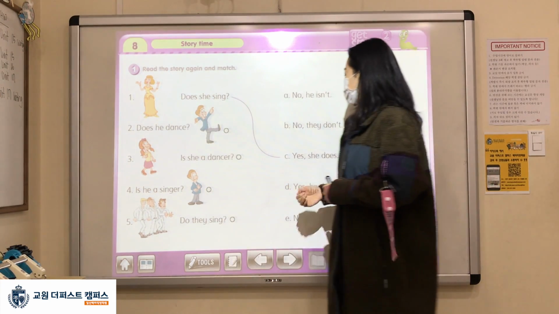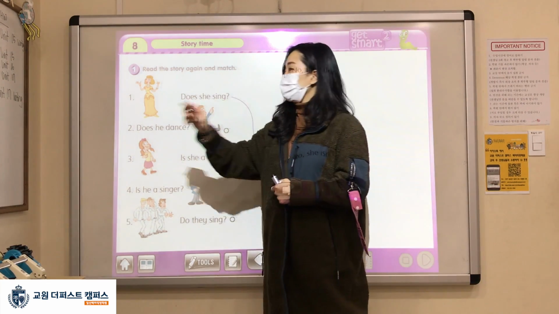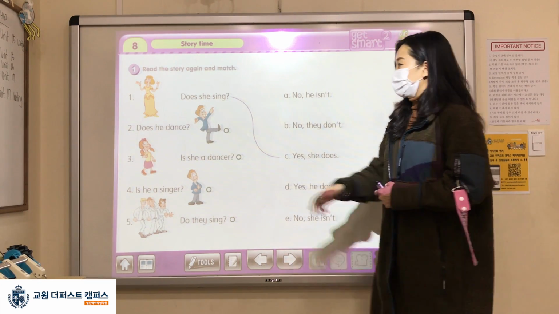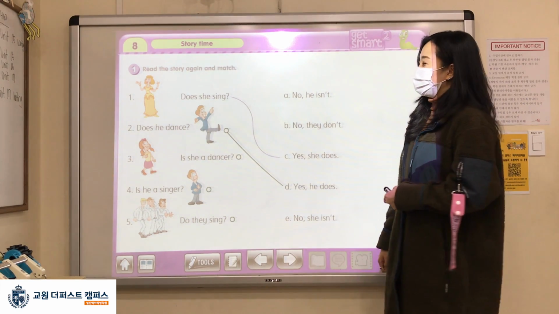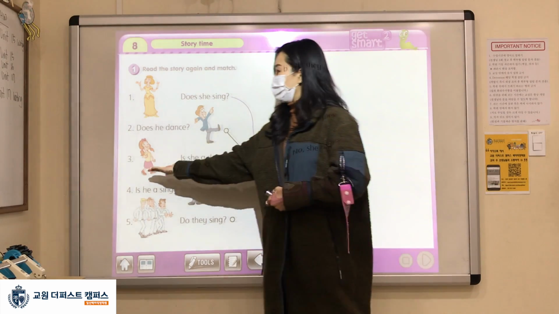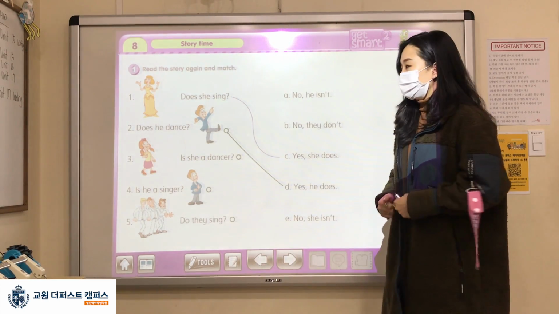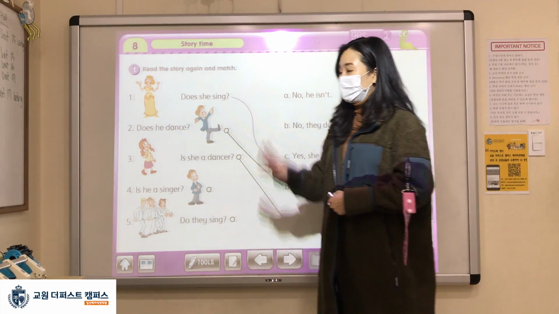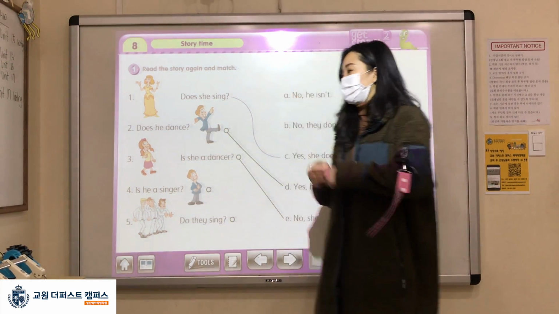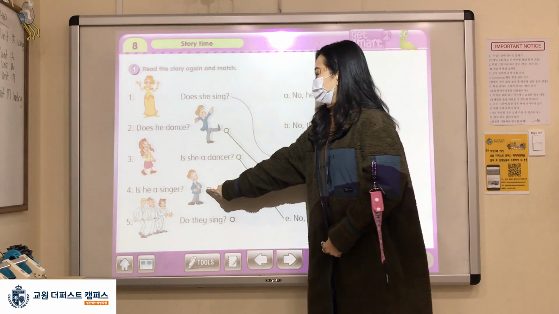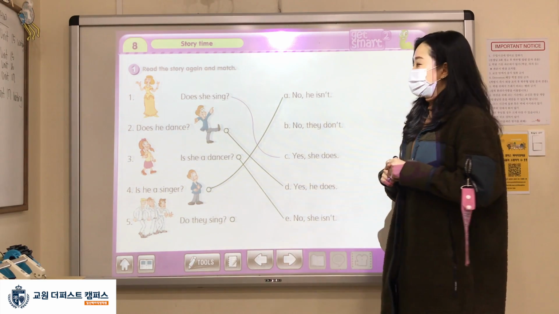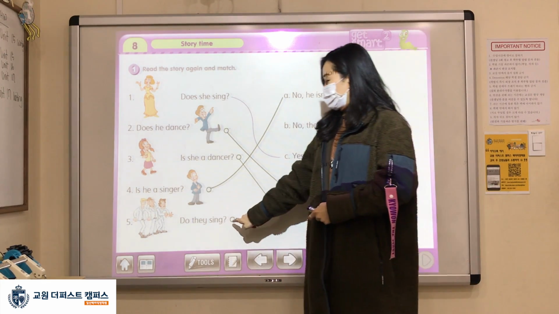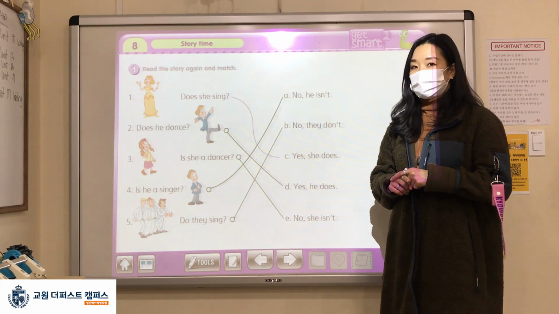Does she sing? Yes, she does. Number two. Does he dance? Yes, he does. Okay. Number three. Is she a dancer? No, she isn't. Okay. Number four. Is he a singer? No, he isn't. Number five. Do they sing? No, they don't. All right, okay.